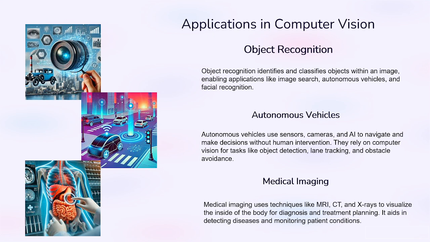Medical imaging. Techniques like MRI, CT scans, and X rays use advanced imaging to visualize internal body structure. Computer vision algorithms analyze these images to detect abnormalities such as tumors or fractures, making diagnosis faster and more accurate. These examples highlight how digital camera technology powers transformative applications, improving lives and enhancing industries.